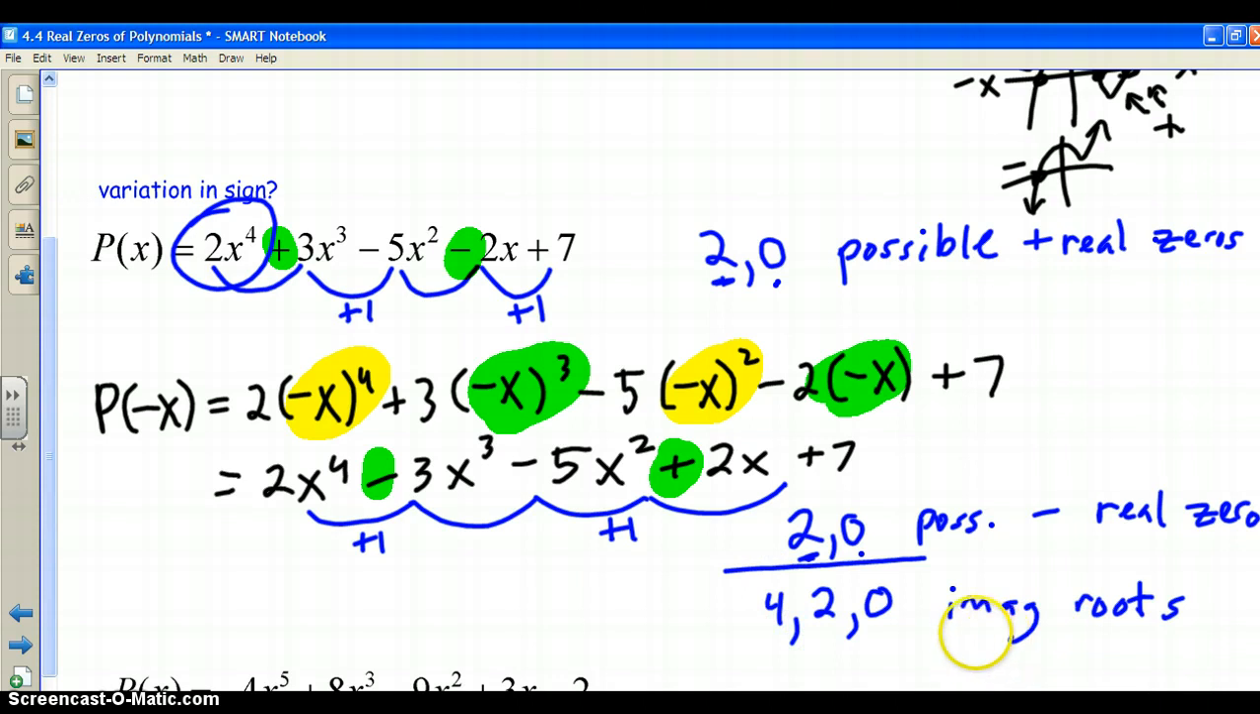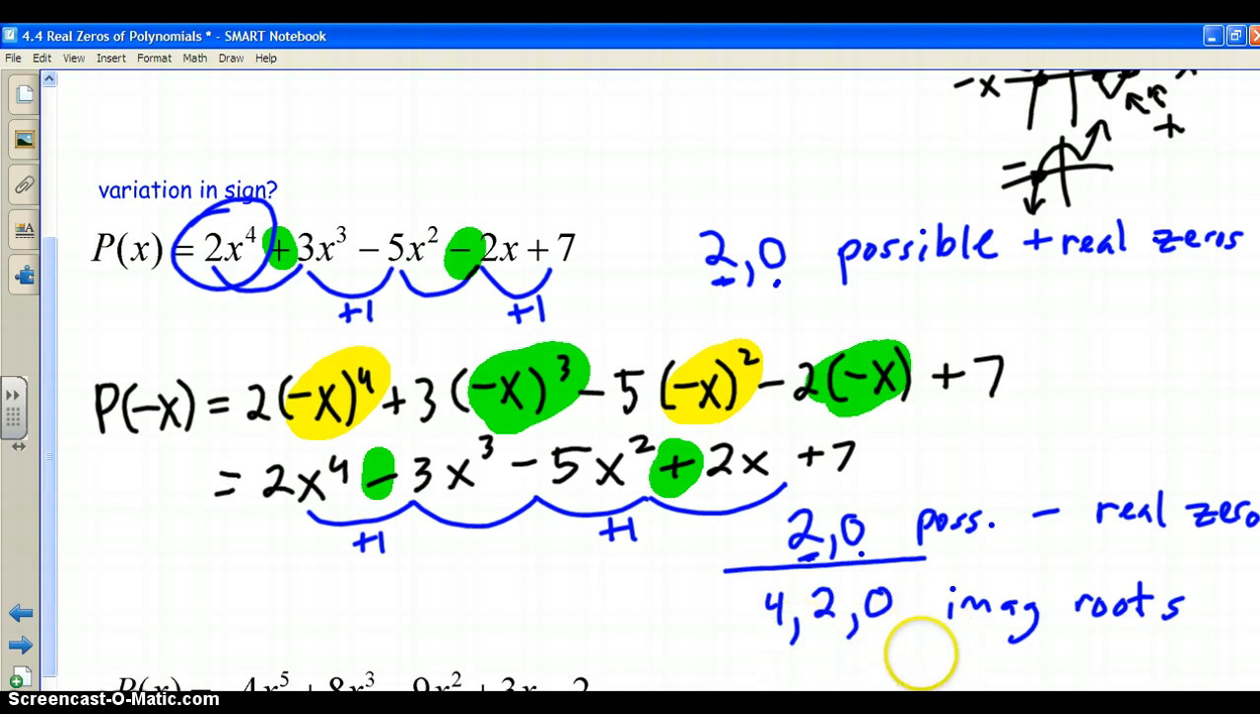A couple things about imaginary roots. So there are 4, 2, or 0 imaginary roots. I don't know how many. This theorem doesn't tell me for sure things. It tells me possibilities. And so with the imaginary roots, they always come in pairs. Remember, they always travel together in the mall. They always dress alike. They look alike. And so they always come in pairs. You'll never have like 1 imaginary root possibilities or 3 or 5. Those aren't possible. You would only have even number possibilities there.